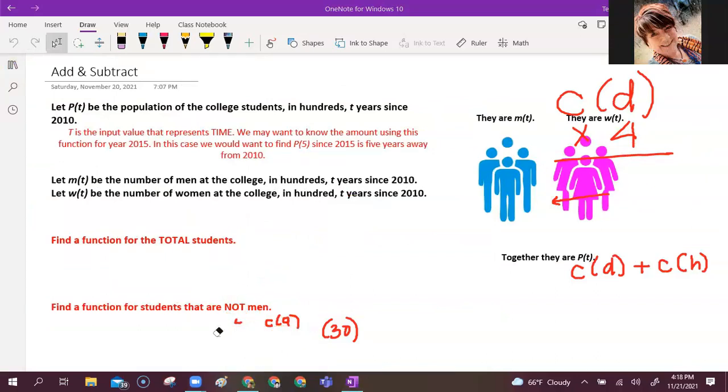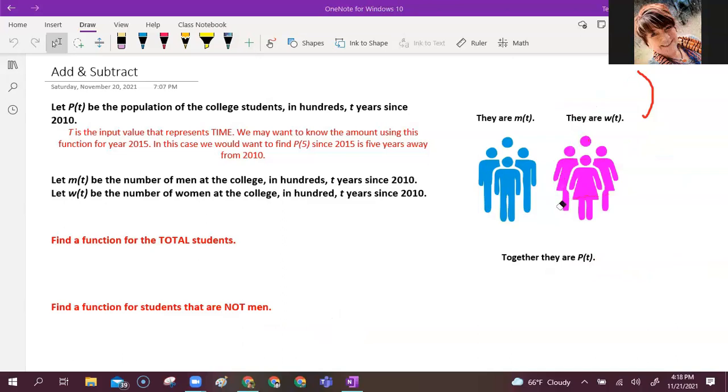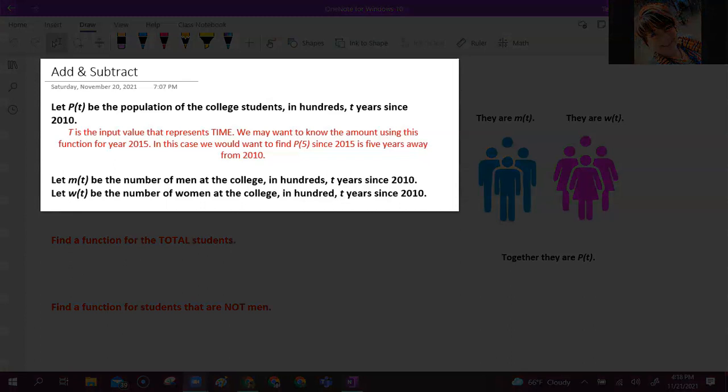Right, I'm going to start with addition and subtraction. Got the functions already written out. We're going to let P at T be the population of college students in hundreds. What does the T stand for? It's the years since 2010.